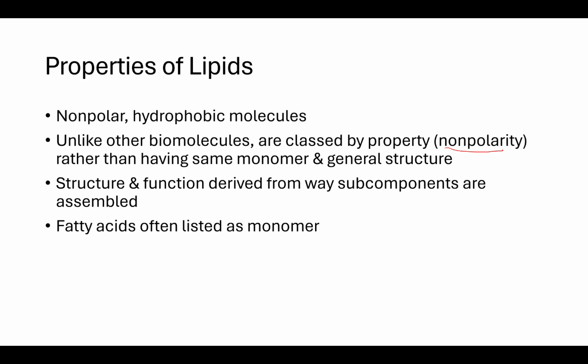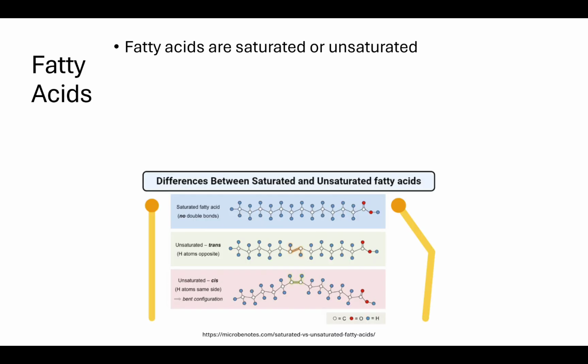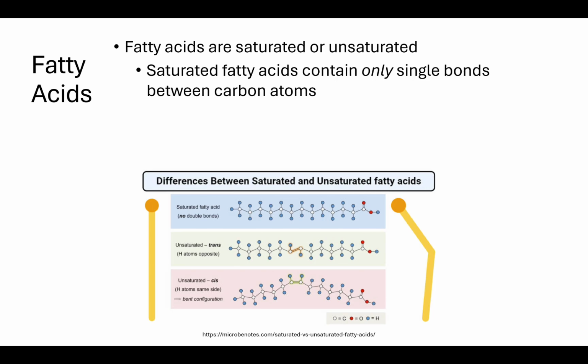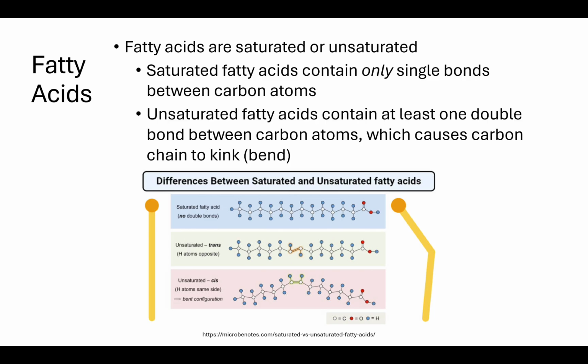But even though there isn't technically a monomer for all lipids, a lot of times what you'll see in a lot of these comparisons between biomolecules is fatty acids listed as the monomer for lipids. So let's talk a little more about fatty acids, because one of the two major categories of lipids we're going to talk about today are fatty acids. And you can call fatty acids either saturated or unsaturated. Saturated fatty acids only have single bonds between their carbon atoms, like you can see in this picture. And then unsaturated fatty acids are going to contain at least one double bond between the carbon atoms.